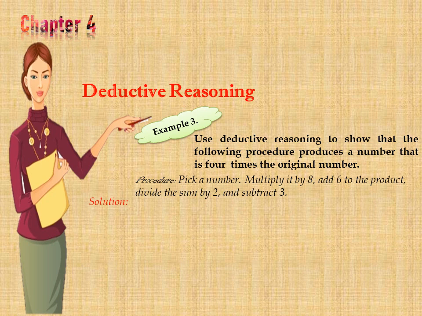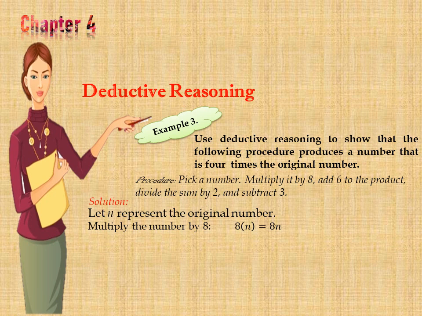So, to solve this one, we introduce a variable, say n, to represent the original number. Okay? So the next step is we're going to multiply this number by 8. Since the number we pick is an arbitrary n, 8 times n will give us 8n. Next is we add 6 to the product, that is 8n plus 6, since the product is 8n. So that's why we have 8n plus 6.